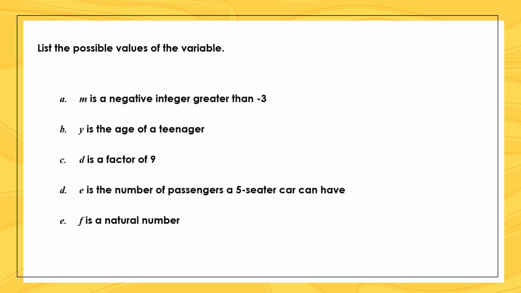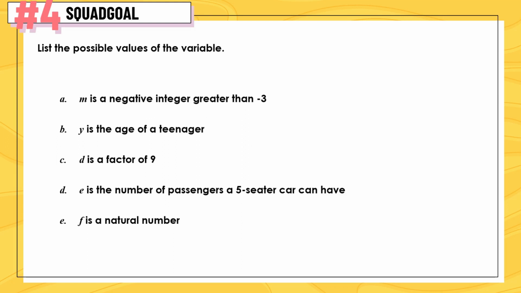Okay. Let's accomplish already your last goal, your fourth goal. List the possible values of the variable. When we're dealing with variable, again, there is no fixed value, meaning the value might be a lot. Thus, I want you to list the possible values for a specific variable. Let's have letter A and B as our example and C, D, E as your seat work. Okay? Let's have letter A.